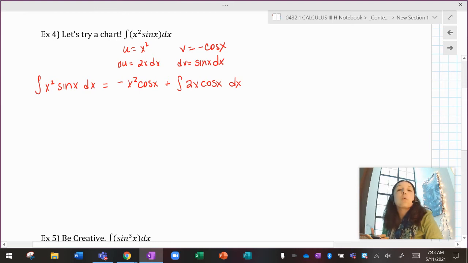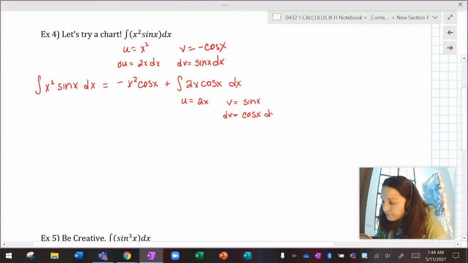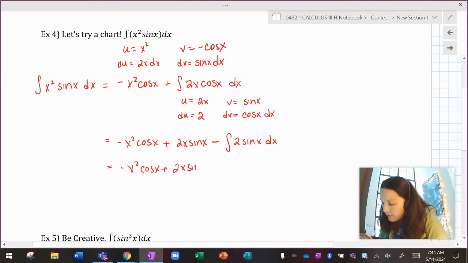2x cosine x dx requires another integration by parts. LIATE, so u would be 2x, dv would be cosine x, then v would be sine x, and du would be 2. So then this would be negative x squared cosine x is still there, plus u times v minus the integral of v du, whose antiderivative is then, get the front stuff in there, antiderivative of 2 sine x would be negative 2 cosine x, with this other negative would become positive 2 cosine x plus c.